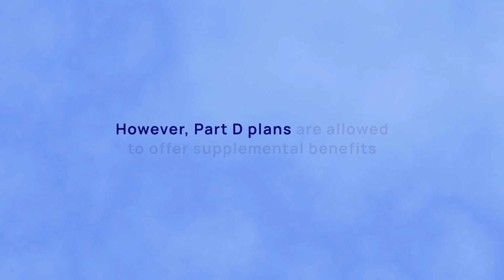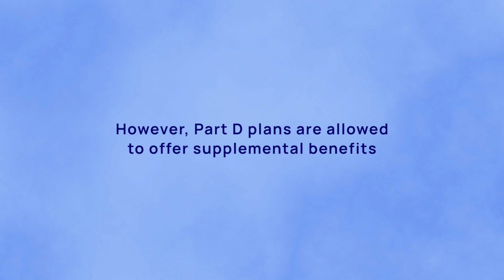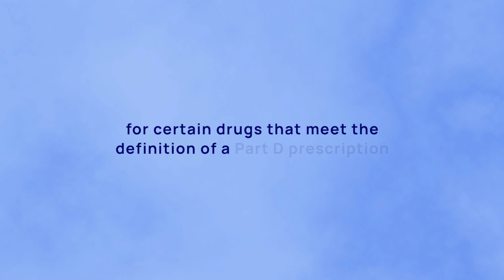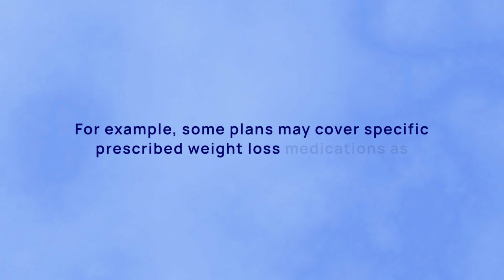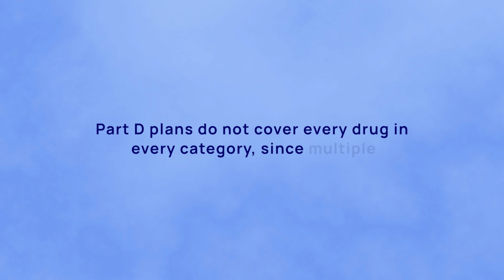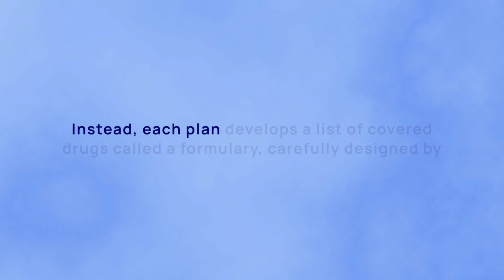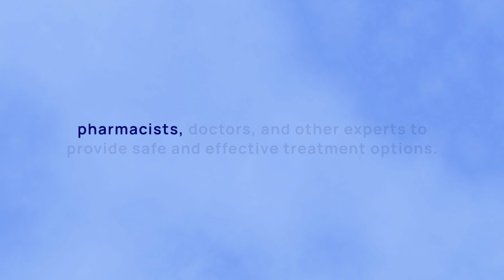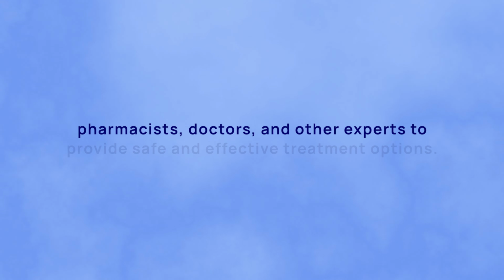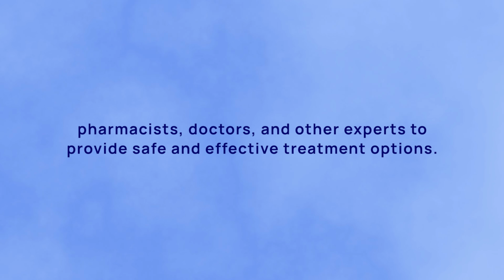However, Part D plans are allowed to offer supplemental benefits for certain drugs that meet the definition of a Part D prescription drug but are normally excluded. For example, some plans may cover specific prescribed weight loss medications as an extra benefit. Part D plans do not cover every drug in every category, since multiple medications often treat the same condition. Instead, each plan develops a list of covered drugs called a formulary, carefully designed by pharmacists, doctors, and other experts to provide safe and effective treatment options.